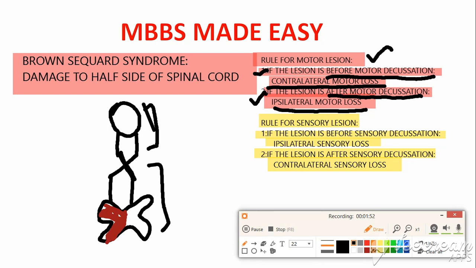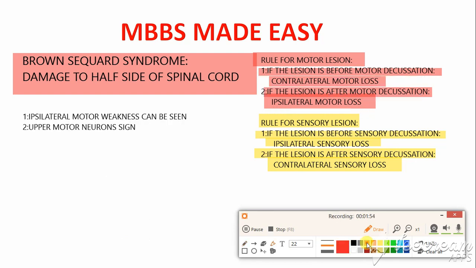So now read the text. In the text, point number 1, it is written that ipsilateral motor weakness can be seen in Brown-Séquard syndrome. You know why? I already illustrated it to you. Point number 2 says that upper motor neuron signs can be seen. Upper motor neurons are neurons which travel from the cerebral cortex down to the spinal cord. As in Brown-Séquard syndrome, the spinal cord gets destroyed. That's why you will see upper motor neuron signs like increased spasticity, increased tone, and increased deep tendon reflexes.